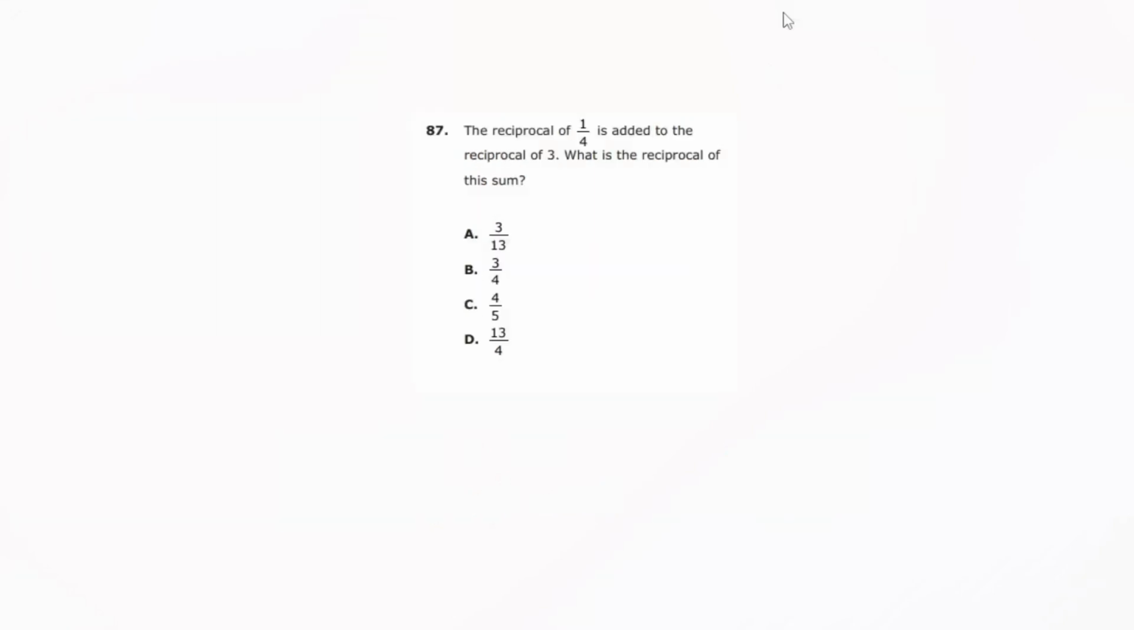The reciprocal of 1 over 4 is added to the reciprocal of 3. What is the reciprocal of the sum? So we know the reciprocal of 1 over 4, the reciprocal, here's right here, the reciprocals.